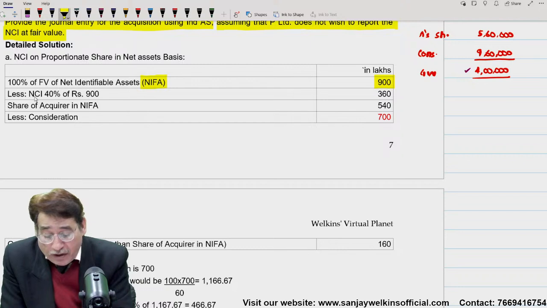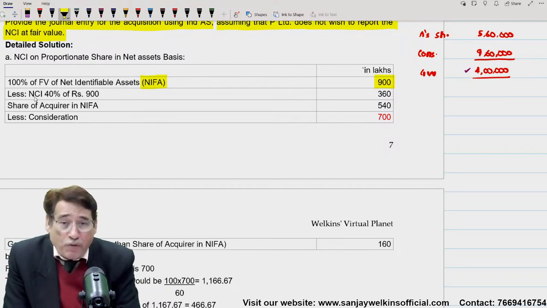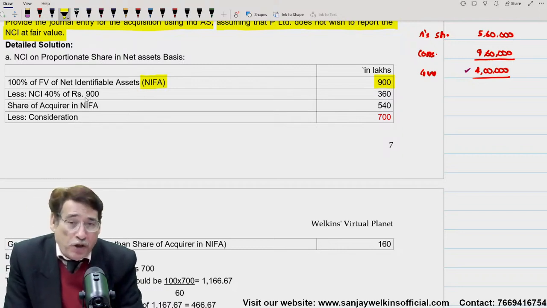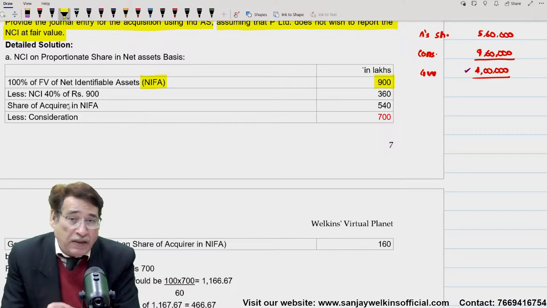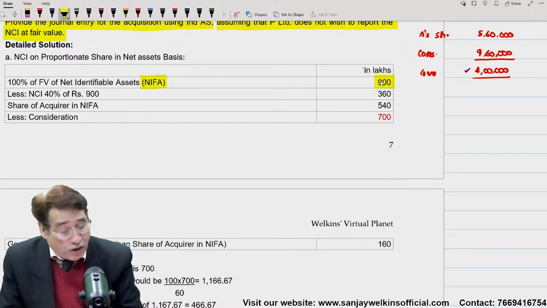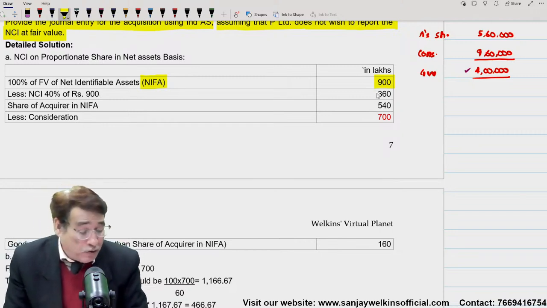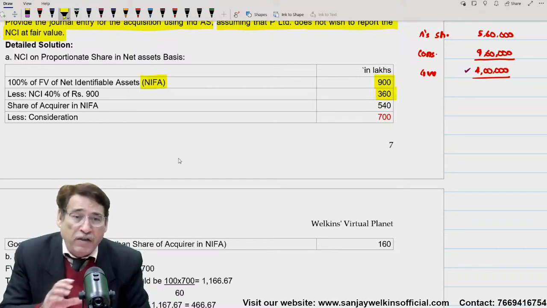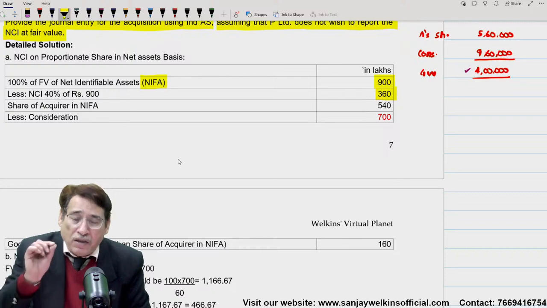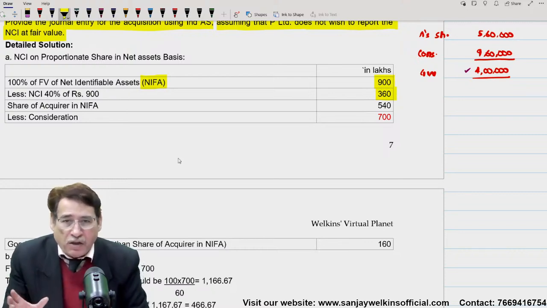Correct? Further, in this case, we have to compute NCI on proportionate share of net assets basis. Because 60% stakes have been held by the parent entity, quite obviously, NCI share will be 40%. You take 40% of 900. So out of 900, we may say 360 worth of net asset belongs to NCI. This is also the value of NCI on the date of acquisition. Is it clear to you?